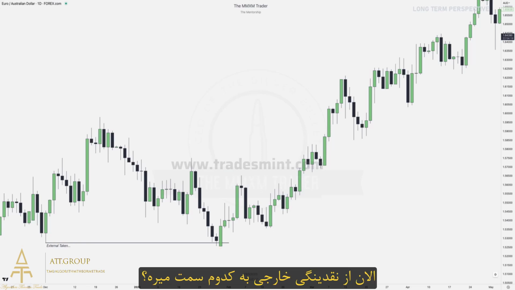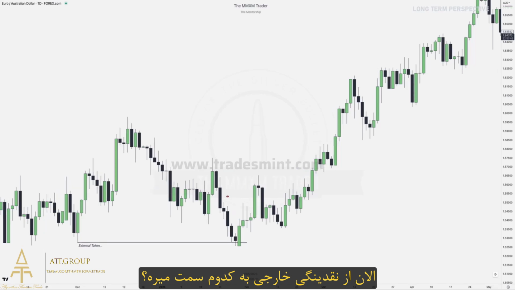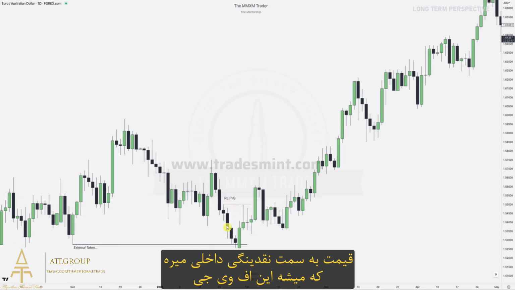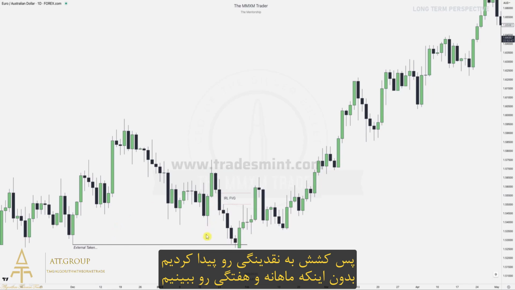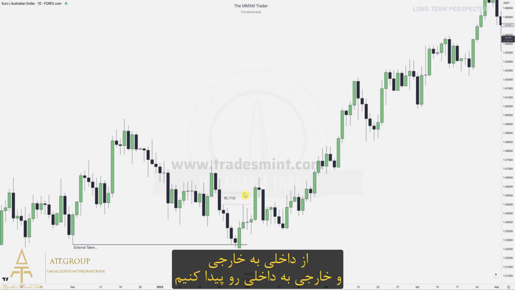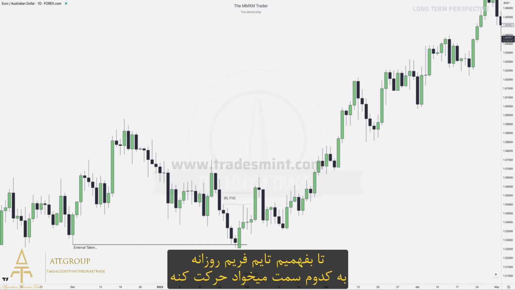So where do we go from external? Right, we want to go to internal range liquidity, which is this fair value gap. So draw on liquidity even without knowing the monthly or the weekly, because that's unclear and we don't know what the seasonal tendency is, we can still see internal range to external and external range to internal range can be utilized to still figure out where the daily time frame is most likely to trade into.